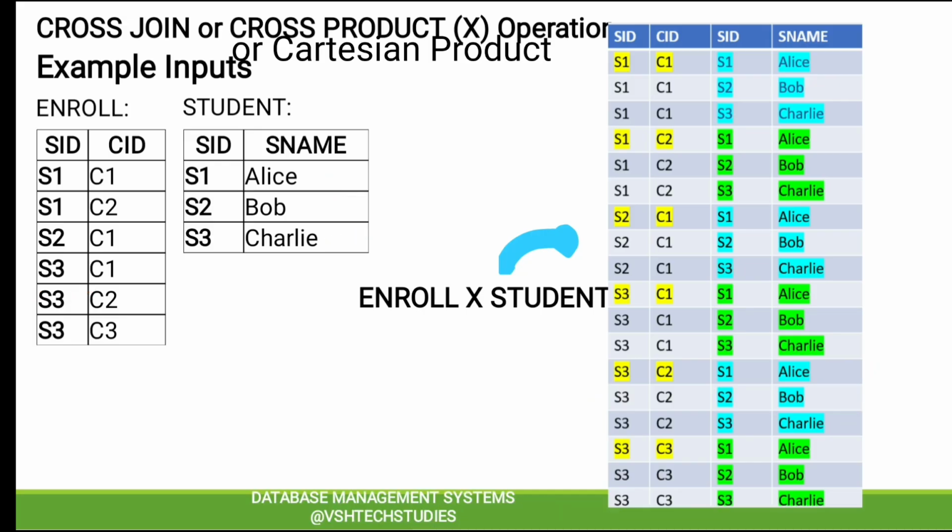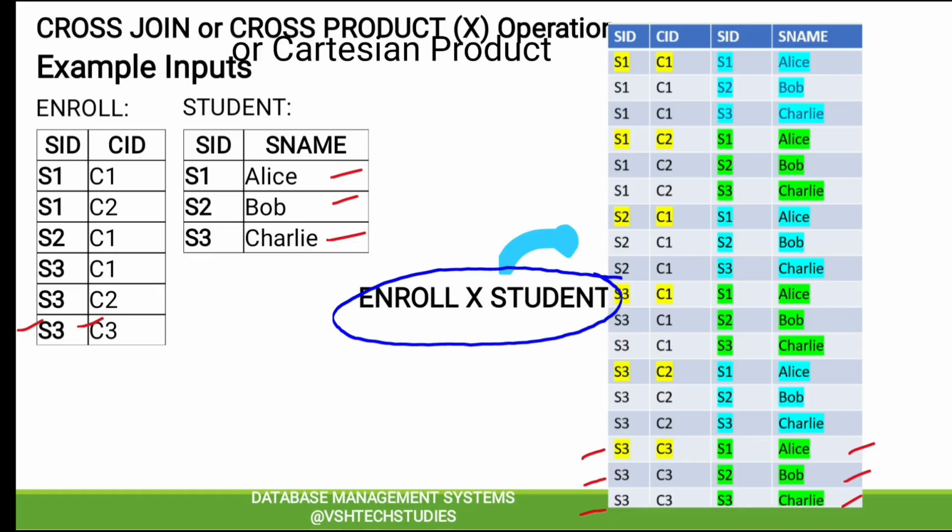So the last row in the enroll table, that is S3C3, will be joined with the first row of the student table. So that is kept in the product relation. Next it is joined with the second row, that is kept in the product relation, and lastly it is joined with the third row of the second table, and the last row of the product relation is generated. So that completes the procedure of obtaining the cross product of the enroll and student relations. So the procedure of obtaining this cross product is over now.